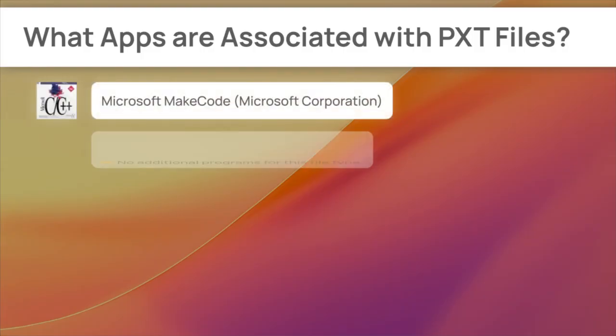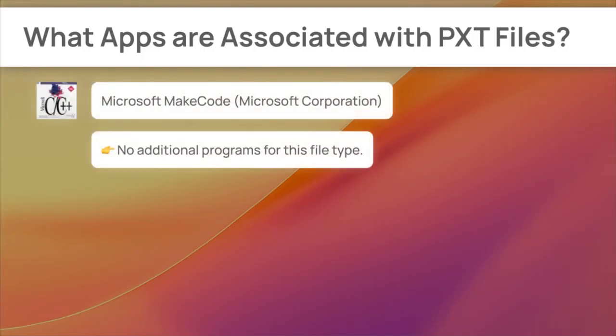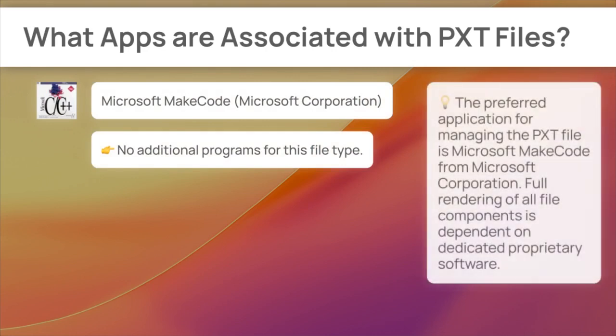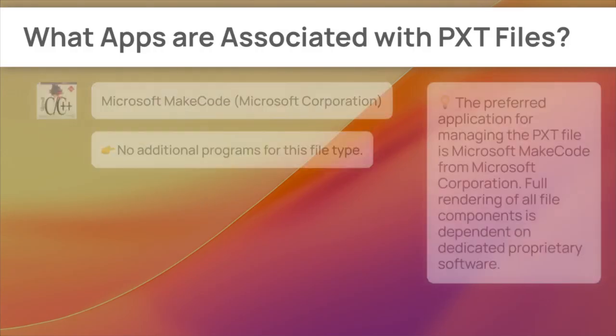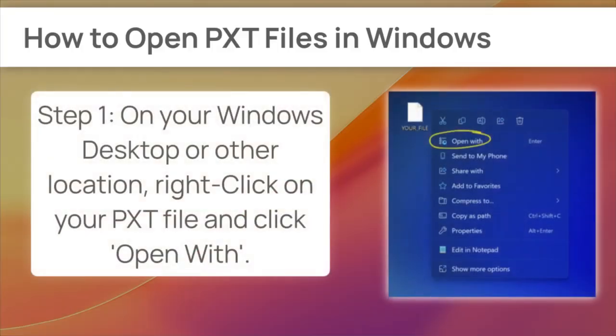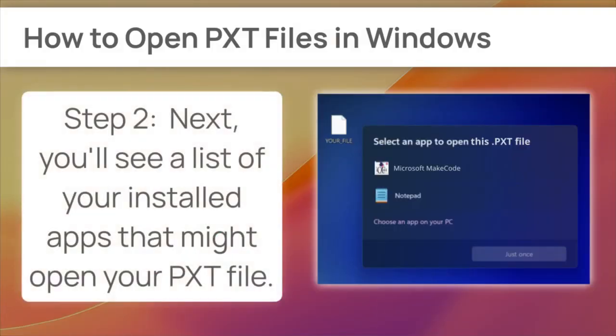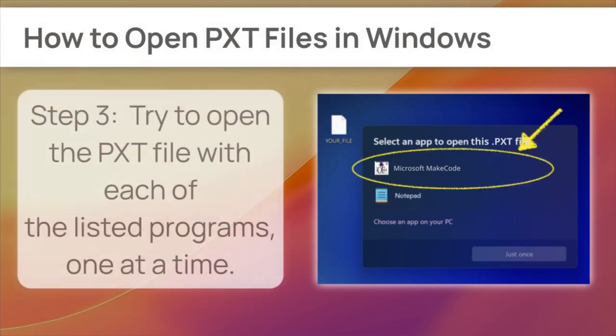Your first application to test with PXT should be Microsoft MakeCode from Microsoft Corporation. Full rendering of all file components is dependent on dedicated proprietary software. Windows treats them as text by default, so interpretation is handled by the right runtime. Open the menu by right-clicking your PXT file and choosing Open With. Try Microsoft MakeCode first. If it's absent, select another program. This trial and error process is crucial for troubleshooting.